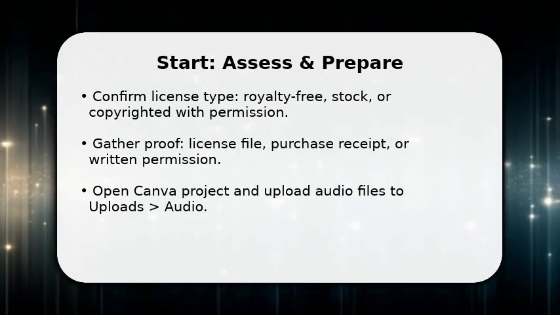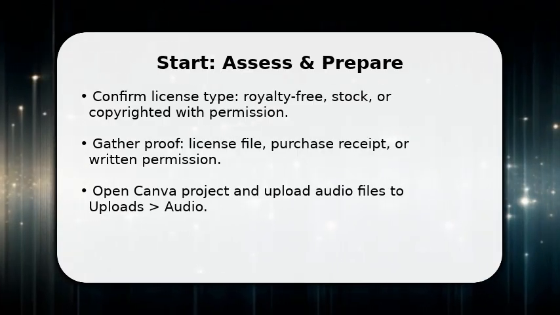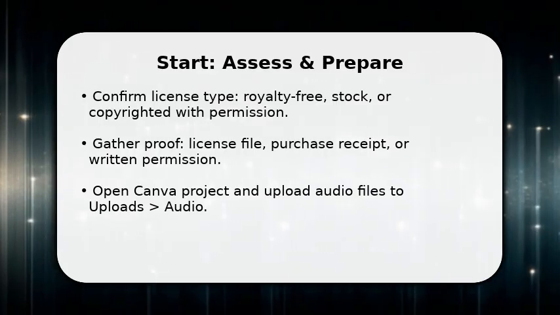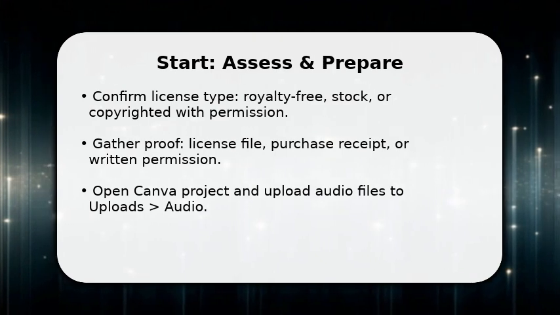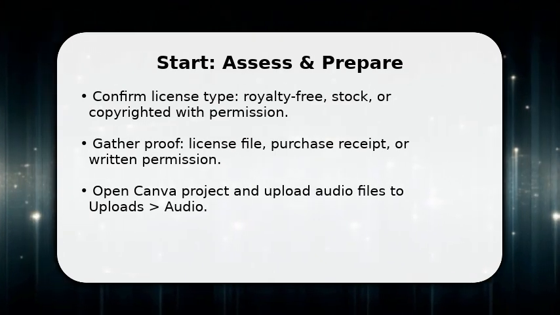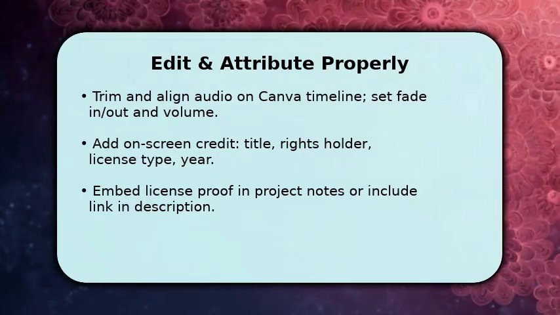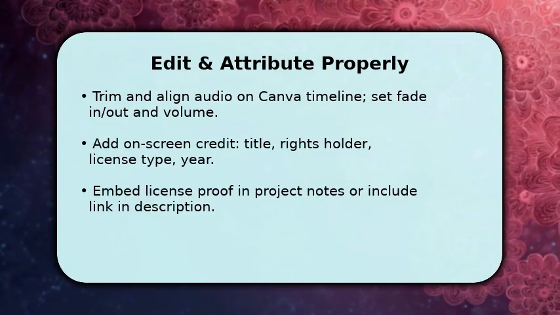Next, open your Canva project, go to Uploads, and add the audio files so you can place them directly on your timeline and start editing. You should now trim, align, and mix the audio on Canva's timeline. Adjust volume and add fades for smooth transitions so the track supports, not overwhelms, your visuals.